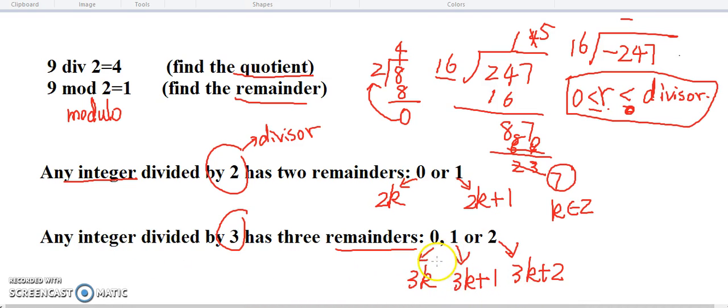Either this number divided by 3 has a remainder of 0, which means 3 goes into that number, so that integer is a multiple of 3. If 3 does not go in there, and leaves us a remainder 1, that means the number is a multiple of 3 plus 1. And if the remainder is 2, then that's a multiple of 3 plus 2.